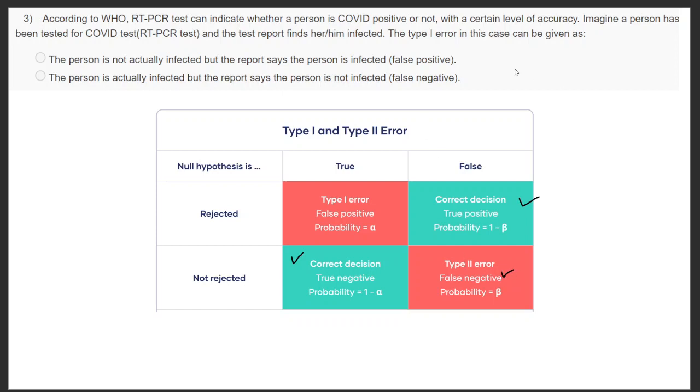So whatever type 1 error is in this case: actually the person is not affected, so this will come under type 1 error. Actually the person is not infected, the report says the person is infected. That is false positive. False positive comes under type 1 error.